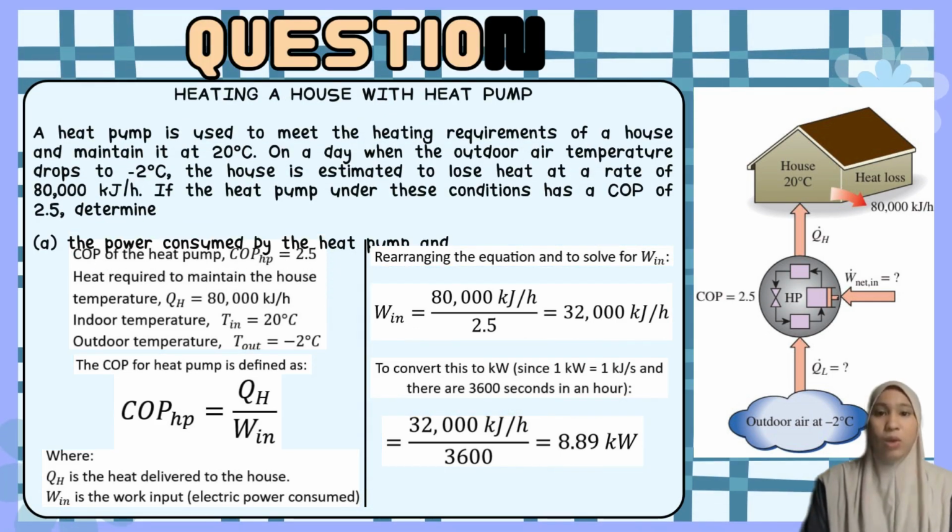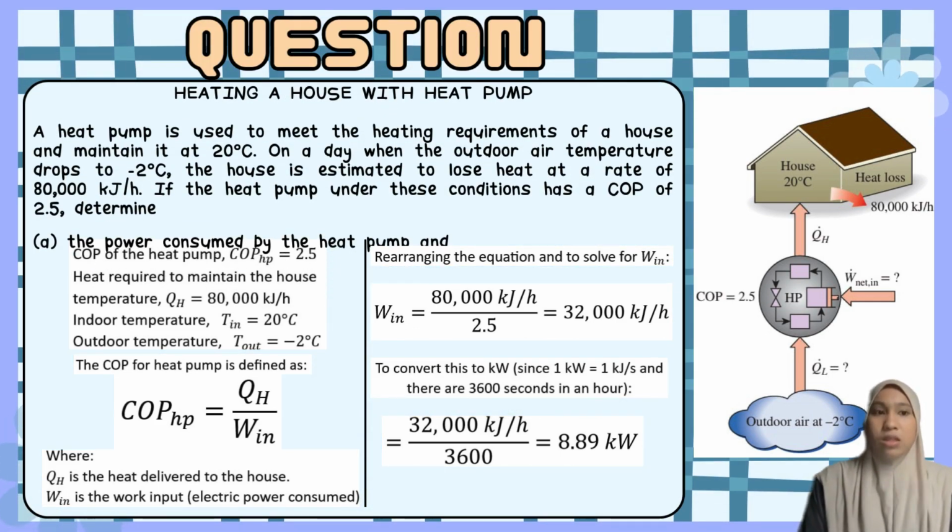And the next question is related to a house with 3 kilowatt. As you can see in the figure, the direction of the heat transfer is just vice versa from the refrigerator. So our COP for the heat pump is the ratio of QH over W in, instead of QL over W in. In this question, it also asks us to find the power consumed by the heat pump, so we need to find W in. So just substitute the given values, which are our COP for the heat pump and also the QH given in the question, and rearrange it, and we get W in equal to 32,000 kilojoules per hour, and converted, it is 8.89 kilowatt.